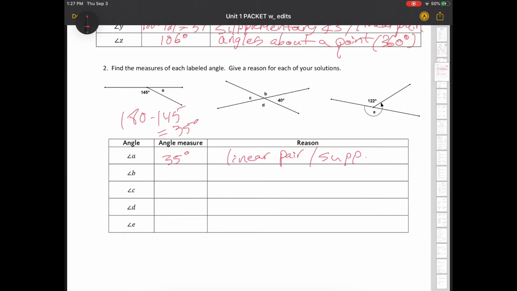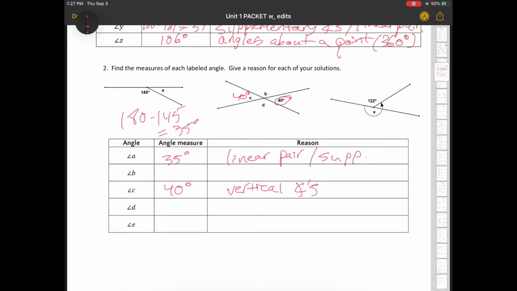Let's go ahead and look at angle B. Angle B is in one of those vertical angle diagrams, but we only know this angle here. So yes, we know that angle C is 40 degrees because the opposite angle is the vertical angle and they are congruent. So we can answer angle C.